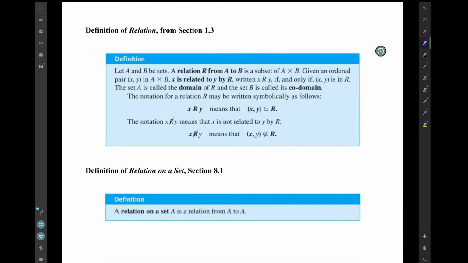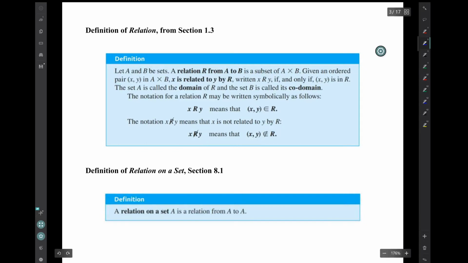And then remember the definition of relation. If A and B are sets, then a relation from A to B is simply a subset of A cross B. So it's a set of ordered pairs. And we have some additional notation. We say X R Y to mean that the pair X comma Y is in the set that is that relation. And we speak this saying X is related to Y. Now we write X R slash Y, we speak that X is not related to Y, and that means that the ordered pair X comma Y is not an element of the set that's that relation.